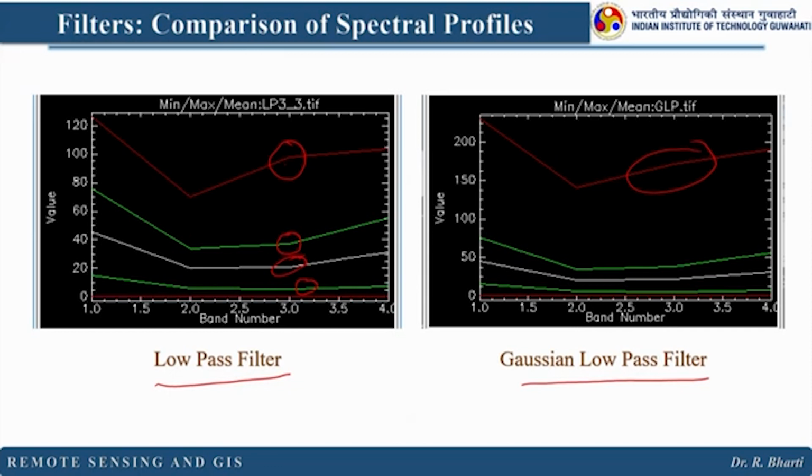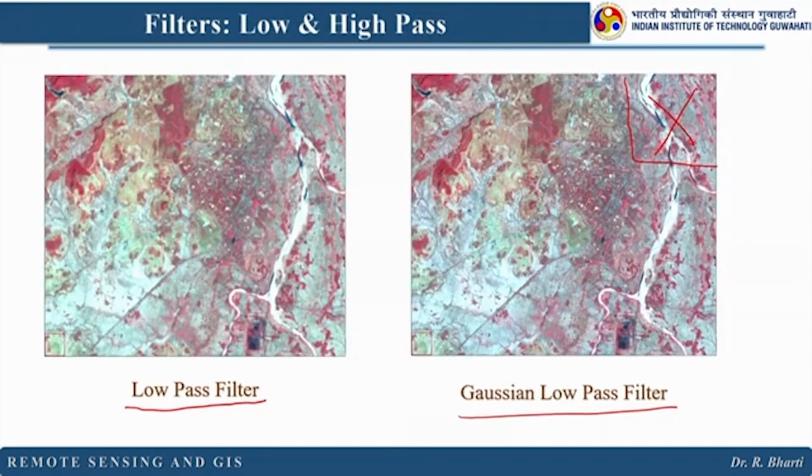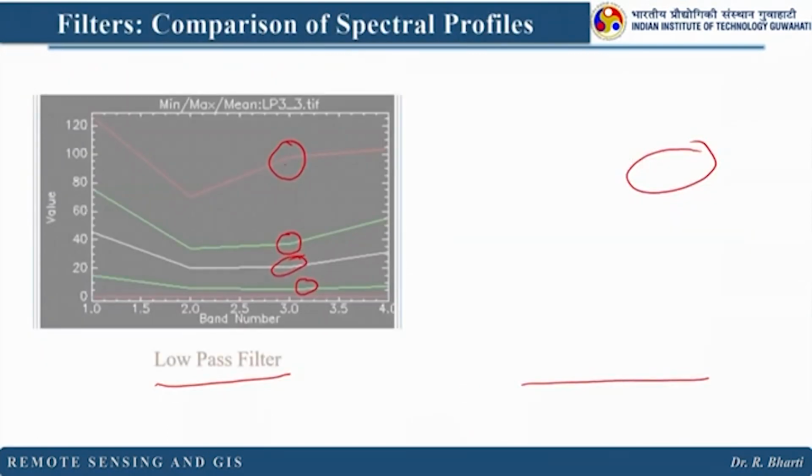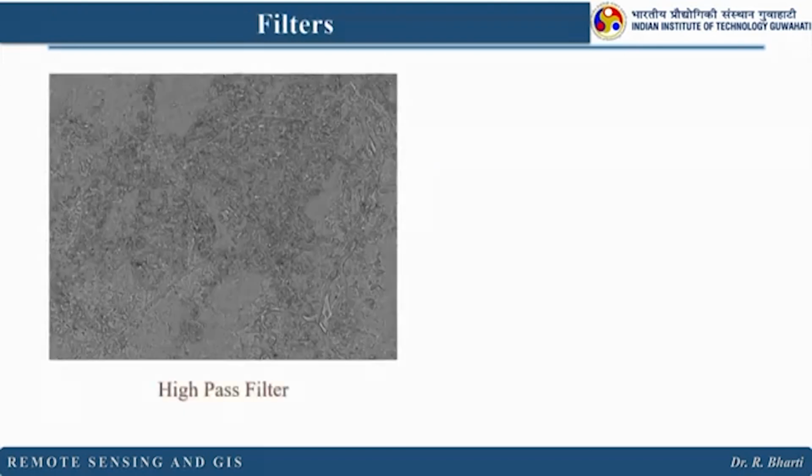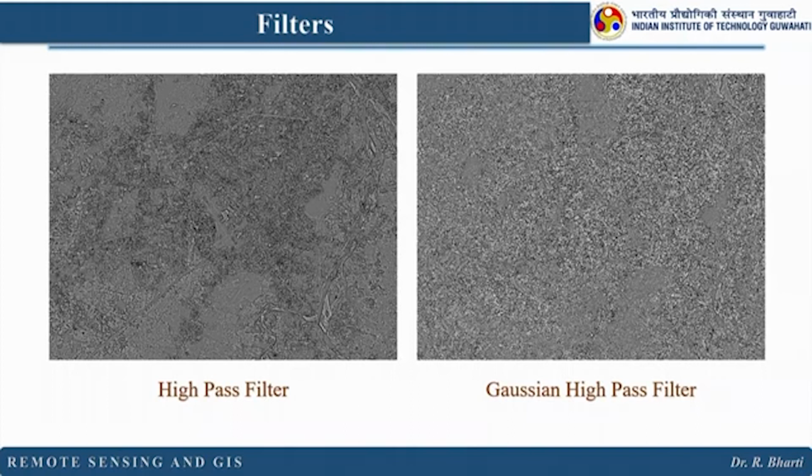In which condition can you apply this Gaussian low pass filter? When your image size is very small. For a big area it may not work, but in a small area it may give you a better result than the low pass filter. Now we have an example of the high pass filter and the Gaussian high pass filter.